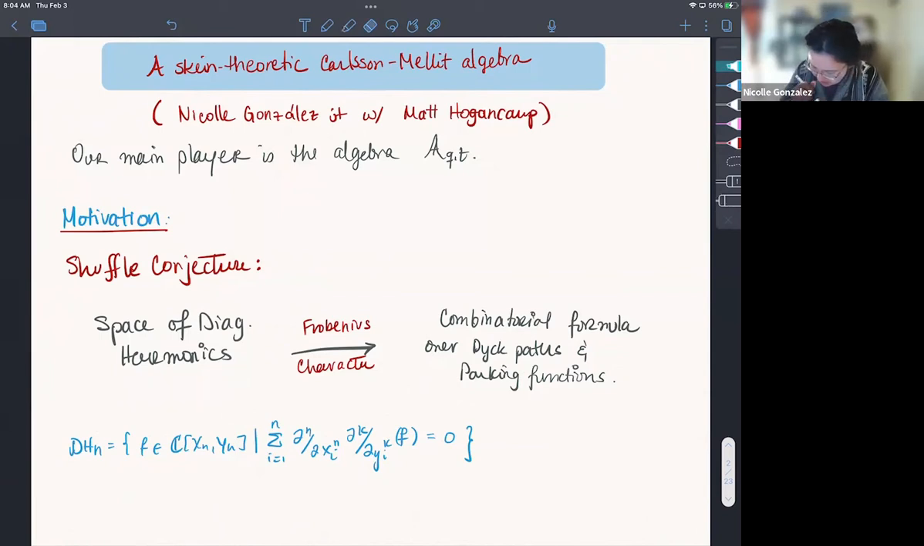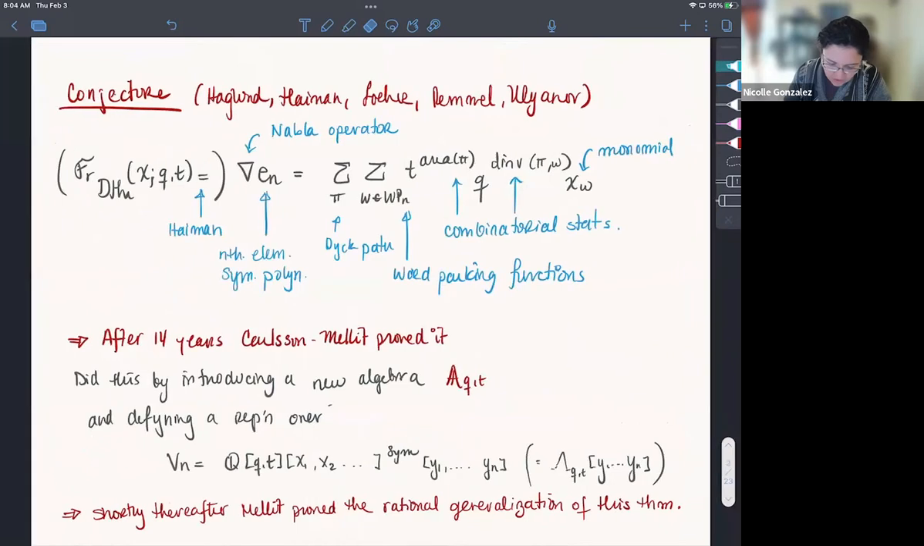And for those of you, because I realize this isn't a combinatorics audience, the space of diagonal harmonics we can think of as really just the space down here. It's just polynomials in two n variables, so n x's and n y's, whose partial derivatives are all 0, right? And why is this interesting? Well, this was interesting to combinatorialists partly because of the explicit formula that they're actually getting. So just to state the actual explicit formula here.